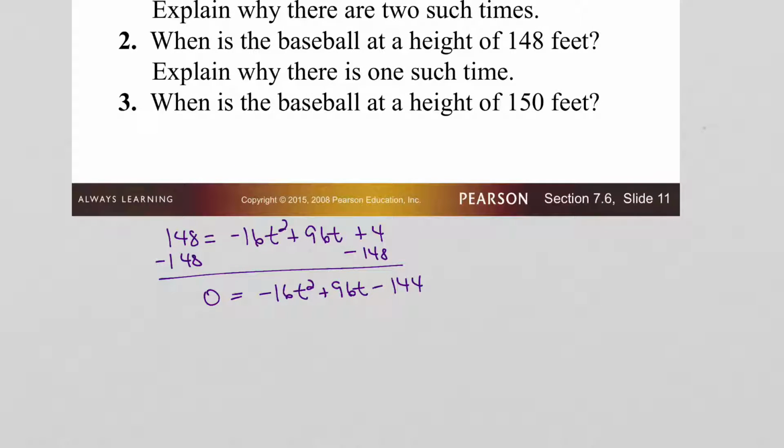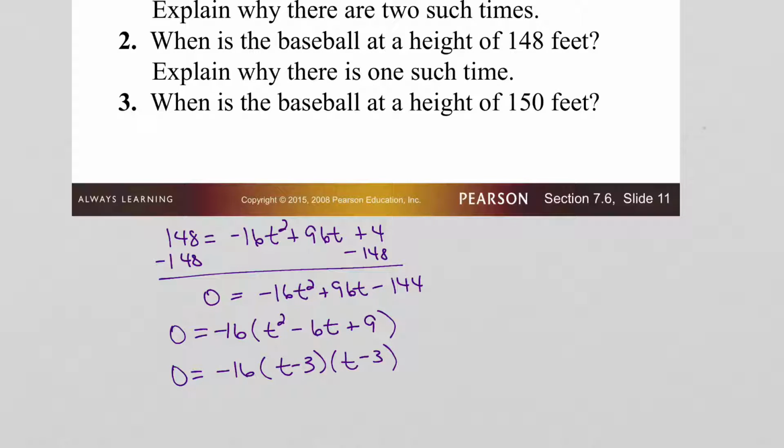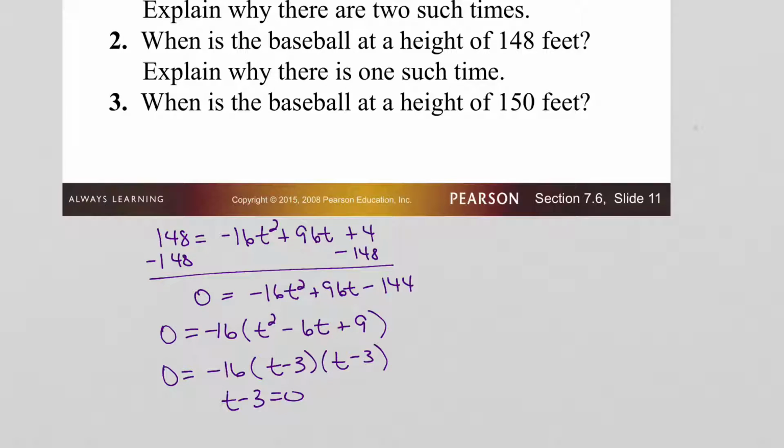Now this is what I'm going to factor, but luckily the negative 16 factors out again. So I've got 0 is equal to negative 16, I'm factoring out the negative 16, t squared minus 6t, and I get 9 there. So this thing factors to be, and so check this out. I only get one of these answers because it can only happen at 3 seconds one time. So t is equal to 3 seconds.